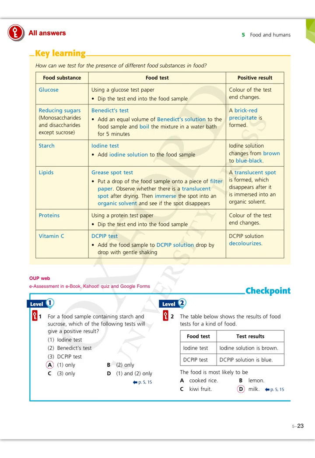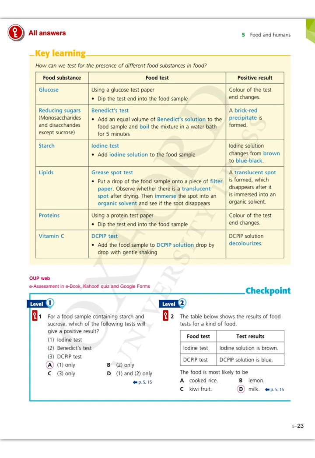Here is a summary for most food tests. For glucose, we use glucose test paper or Benedict's solution, where the positive result is a brick red precipitate. For starch, we use iodine test, where the positive result is a blue-black color from brown color. For lipid, we perform grease spot test, where the positive result is a translucent spot, which does not disappear upon immersing in organic solvent.